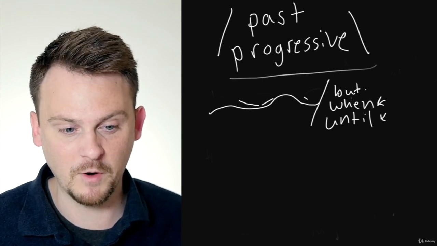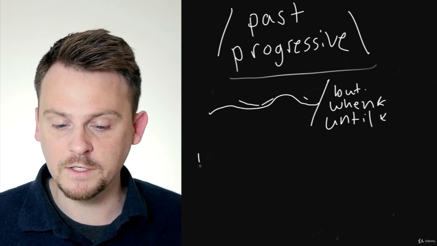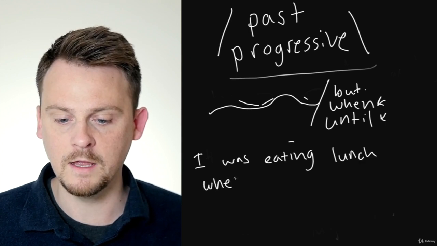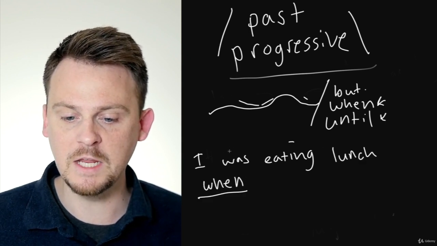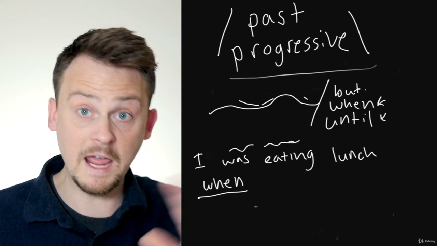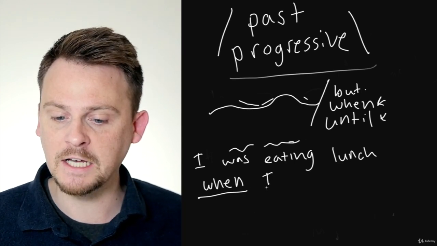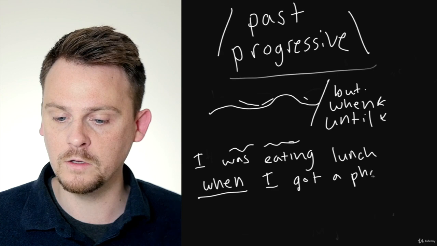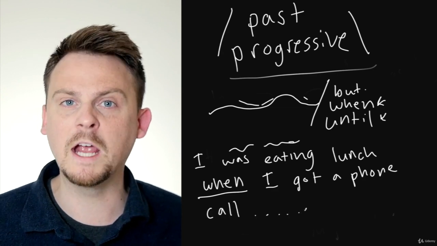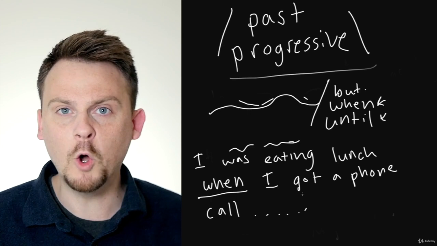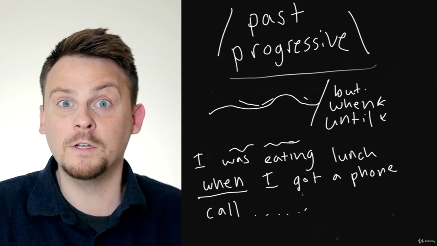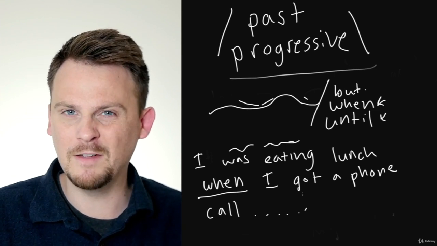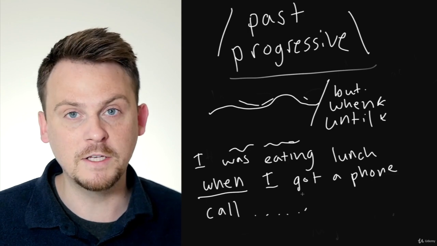Let me give you an example. I was eating lunch when, okay, so was eating lunch. When, now the important thing happens. I got, simple past, I got a phone call. And then we can say what the phone call was about. I got a phone call from my sister who told me that blah, blah, blah. Something important happened. Something terrible happened. Something great happened. Whatever. But we use this to give a little bit of background before the phone call. This is really, really common.